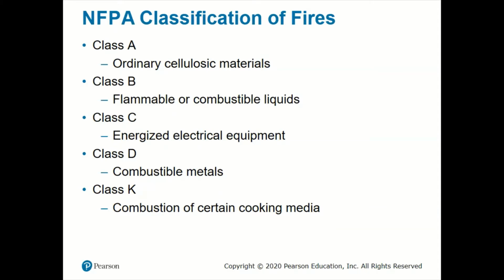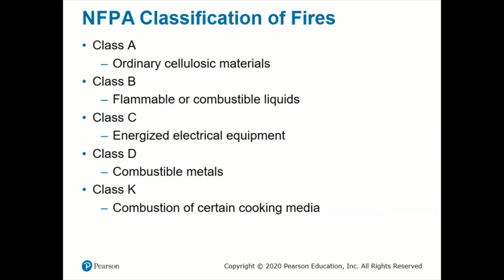For your class B fires, you're talking primarily about flammable and combustible liquids. So here we're talking about things like oil, propane, petroleum, gasoline, diesel fuel. If we can burn it and use it for things like home heating or powering your car, it's a class B material.